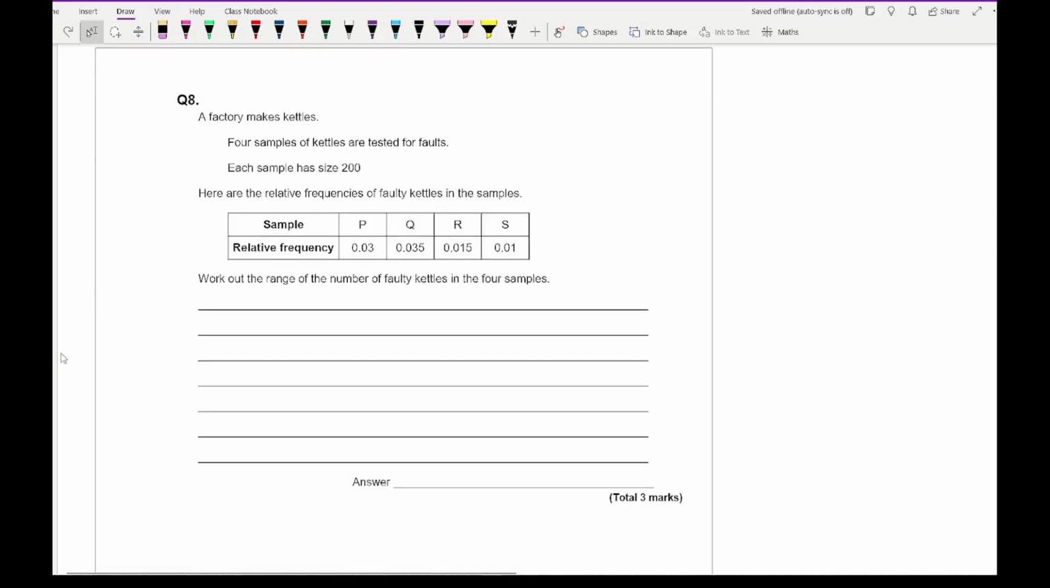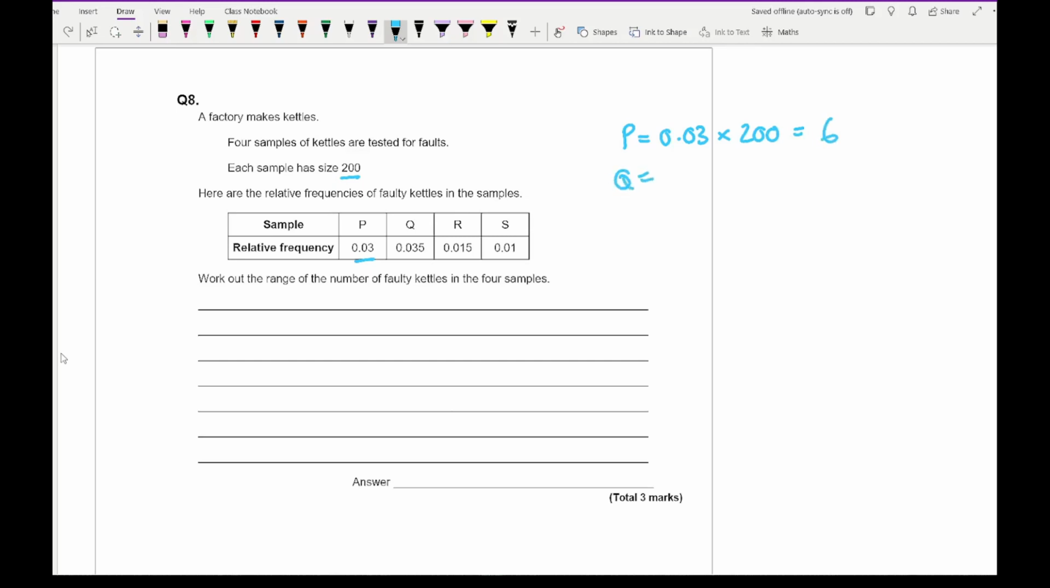Moving on to question 8, it says the factory makes kettles. 4 samples of kettles are tested for faults. Each sample has a size of 200. Here are the relative frequencies of the faulty kettles in the sample, and the question says work out the range of the number of faulty kettles in the 4 samples. So for this, all we need to do is multiply the relative frequency by the total number, or the total frequency. So for P, it's going to be 0.03 times 200, and if I type that into my calculator, I get an answer of 6.